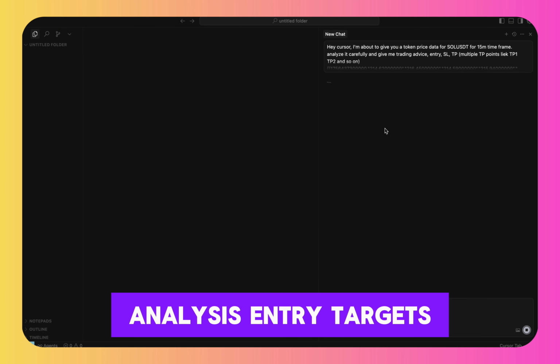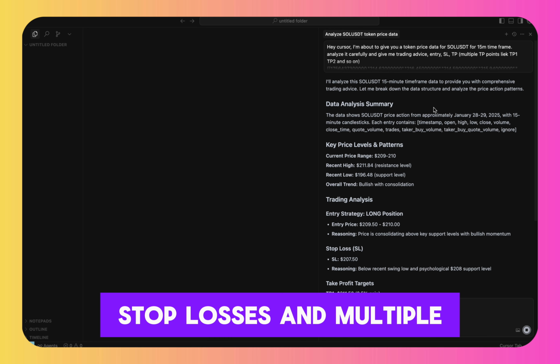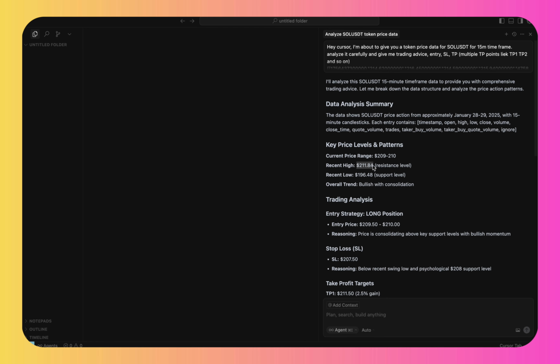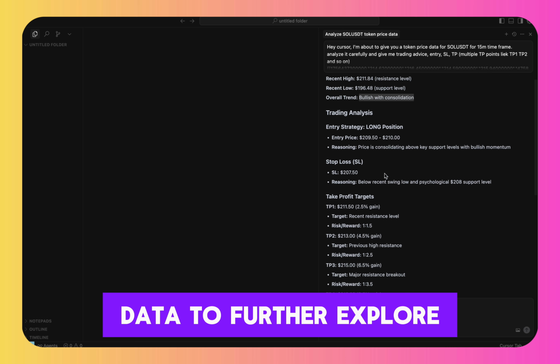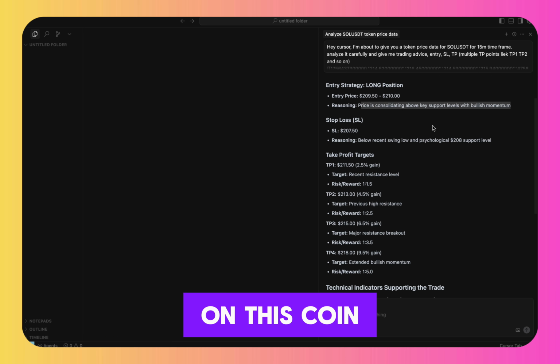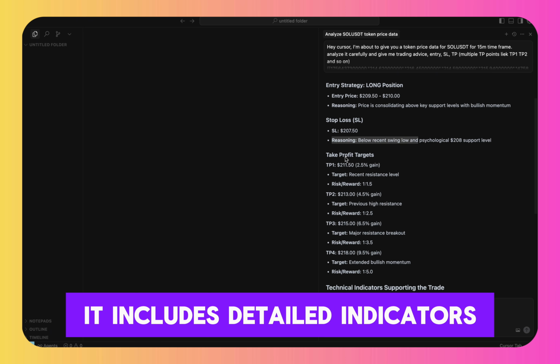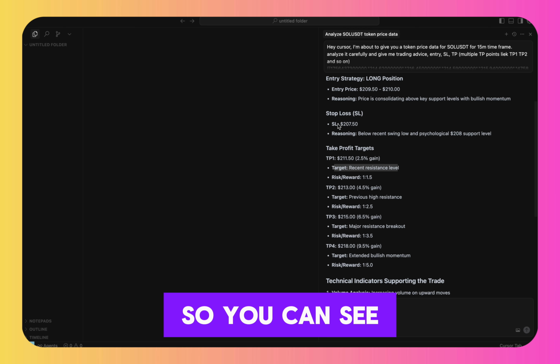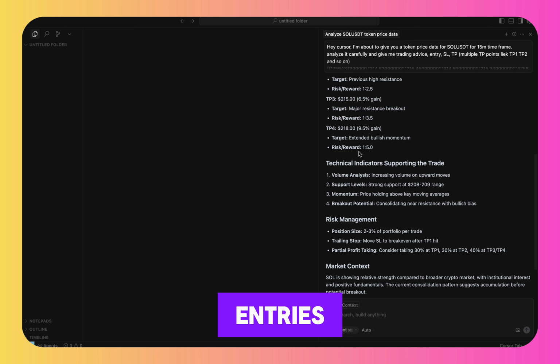I got a deep analysis, entry targets, stop losses, and multiple take profit targets. You can use this data to further explore and decide your next entry on this coin. It includes detailed indicators and analysis results so you can see the reasons behind the entries.